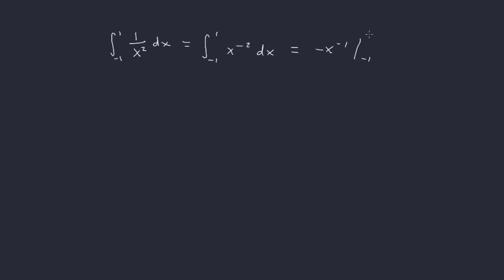And we'll do our fundamental theorem of calculus step here, which is we'll plug in the 1. So we'll get -1 to the -1 minus a negative. All right, so we can already see that this is getting hairy. Let me make this a little easier on myself. Let's rewrite this as -1 over x, evaluated from -1 to 1.